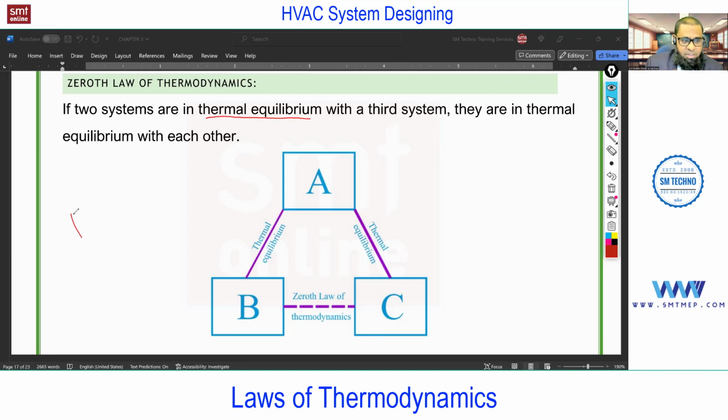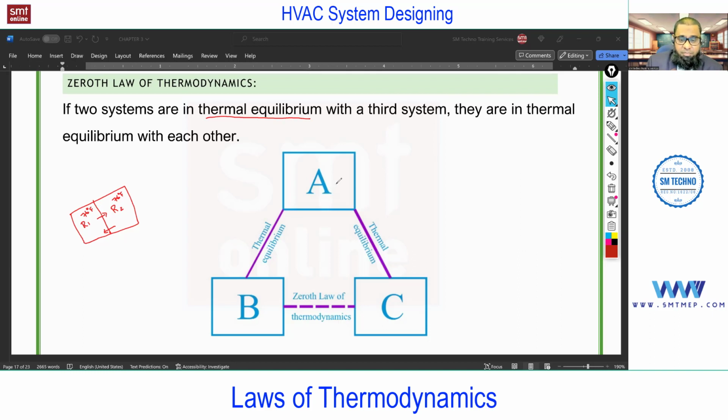I'll just give you a quick idea. For example, consider this is room 1 and this is room 2, and in both rooms I'm maintaining a comfort condition, say 76 °F in this room and 76 °F in this room also. So will heat transfer through this partition? No. Why? Because these two rooms attain thermal equilibrium with respect to this partition. So we'll use this term at the time of load calculation, especially for heat gain through partition, floor and ceiling, in case both sides are at the same temperature. Now back to the topic.